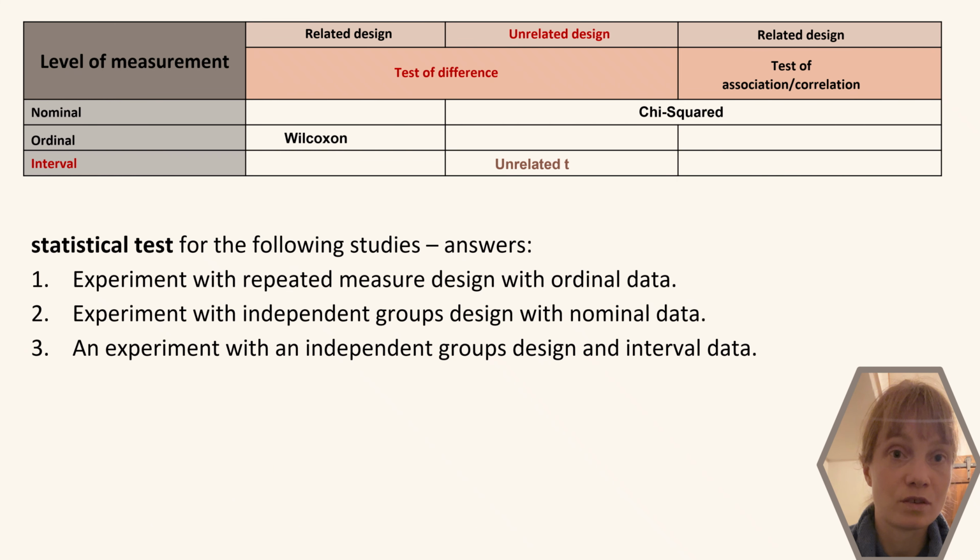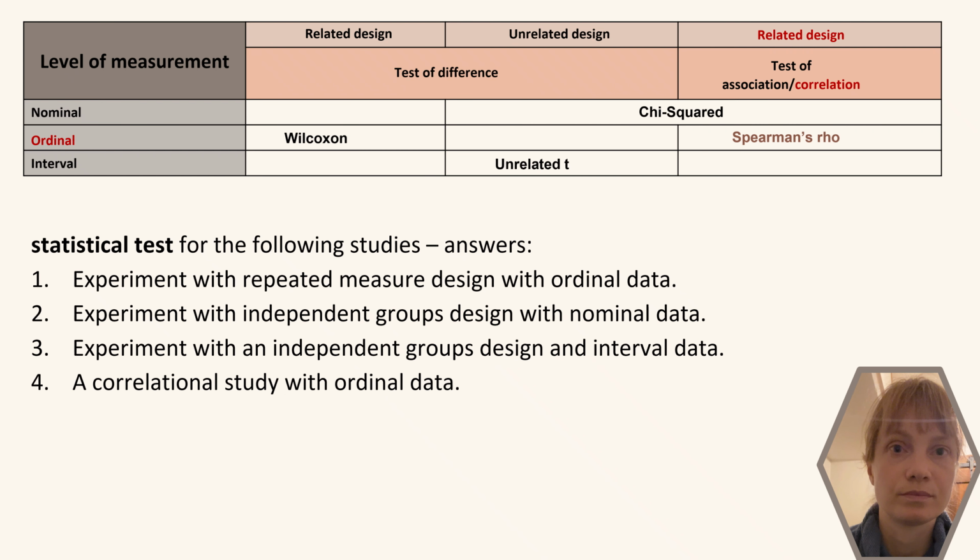We have another test of difference, an experiment here, which uses an independent groups design, so unrelated, and the data is interval. So we select the unrelated t-test. Here, we're looking for a relationship, which means a test of association or correlation. The design is related because each participant provides a pair of scores. The data is ordinal, hence we select Spearman's rho.